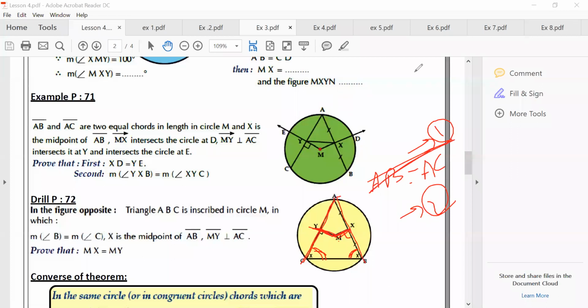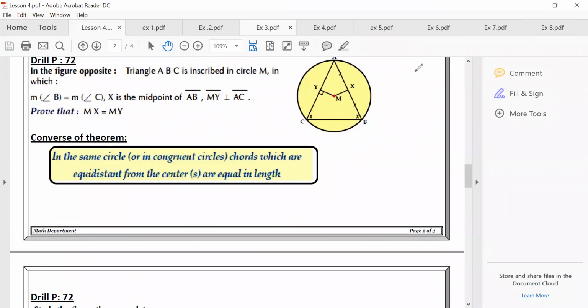The second part is its converse. Converse means it is the opposite exactly. The converse of the theorem is: in the same circle or in congruent circles, chords which are equidistant from the center are equal in length. So if given that MX is perpendicular and MY is perpendicular, and they are equidistant from the two chords, then these two chords will be equal in length. The opposite of what we have taken.